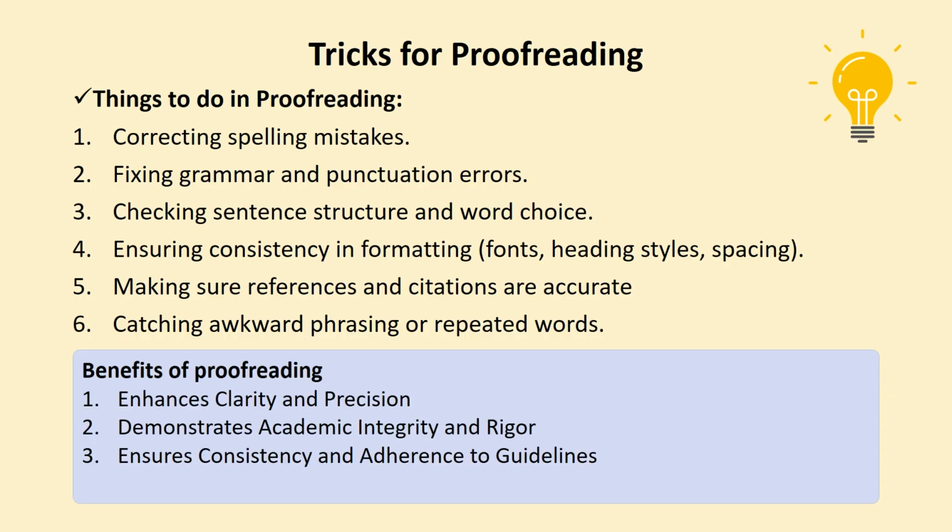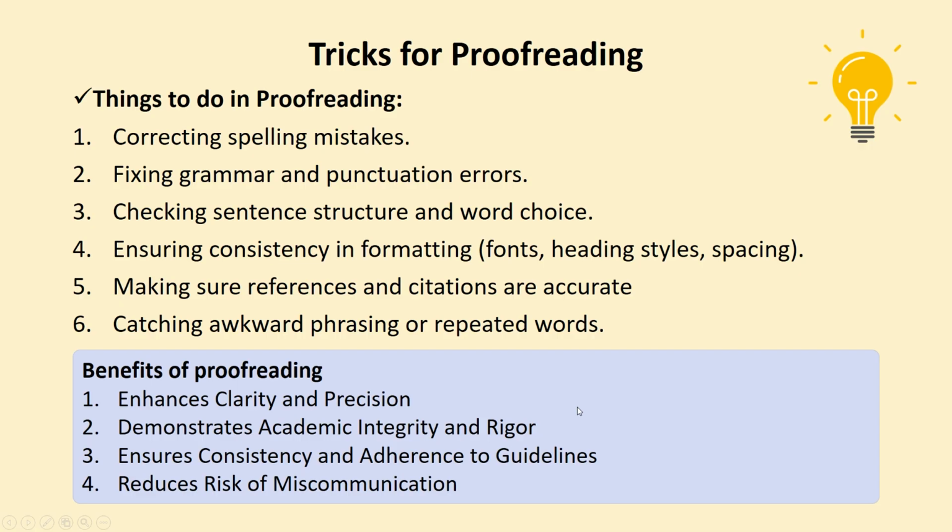Benefits of proofreading. Why do proofreading? You can see here on the screen. It enhances clarity and precision. It demonstrates academic integrity and rigor. Just now I said that making sure references and citations are right demonstrates your academic integrity and rigor. Ensure consistency and adherence to guidelines. Whatever guidelines have been proposed to you by the institution or funding agency, you are following them and ensuring that you are very consistent and adhere to the guidelines provided to you.